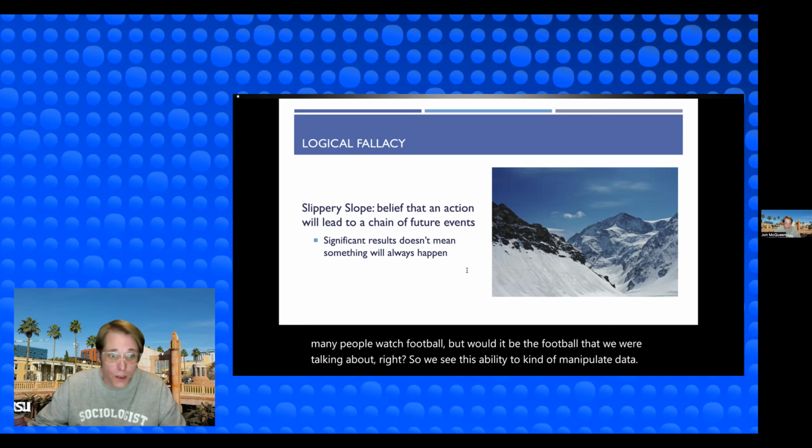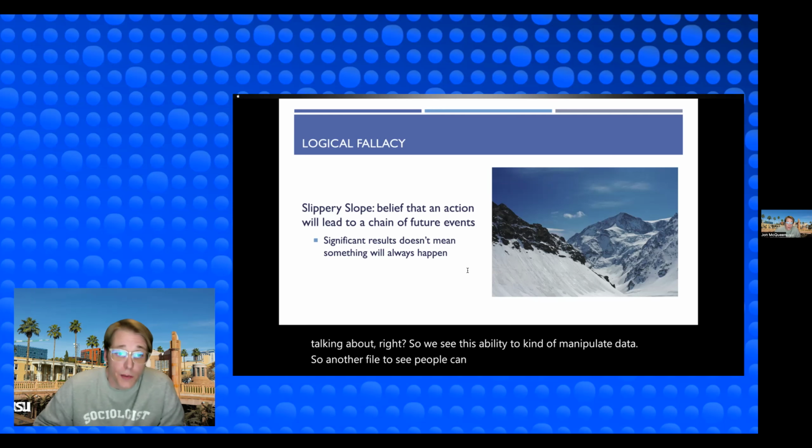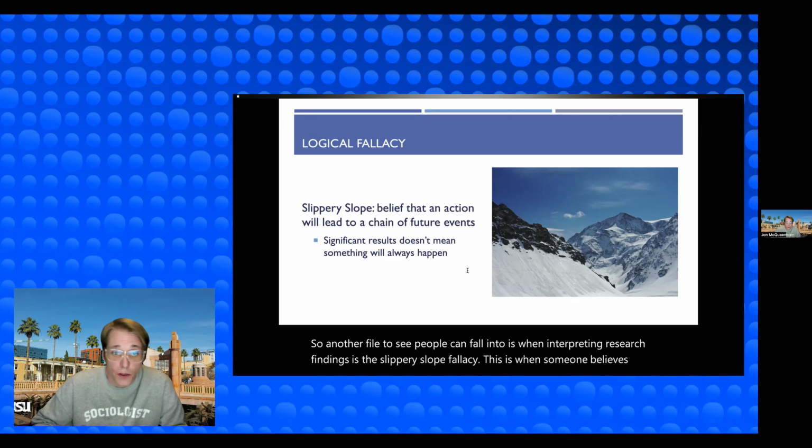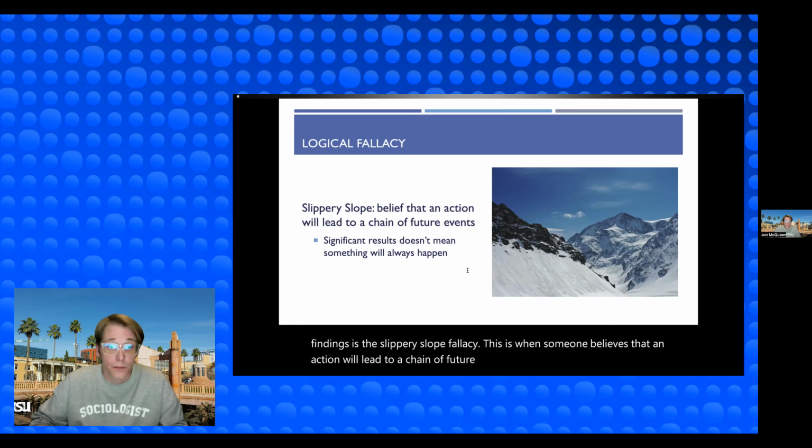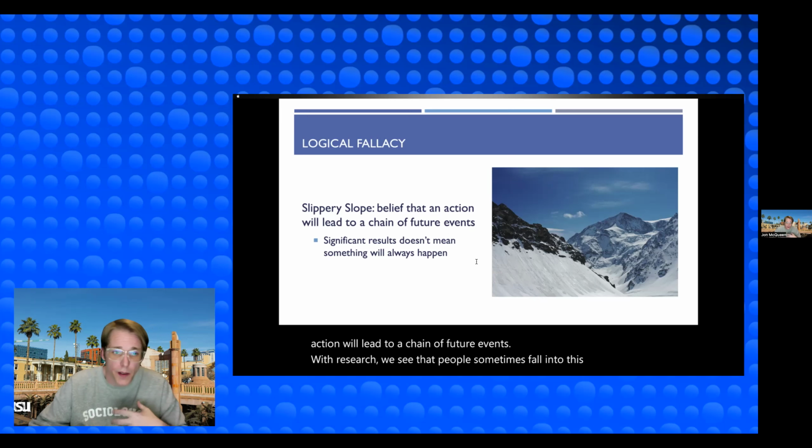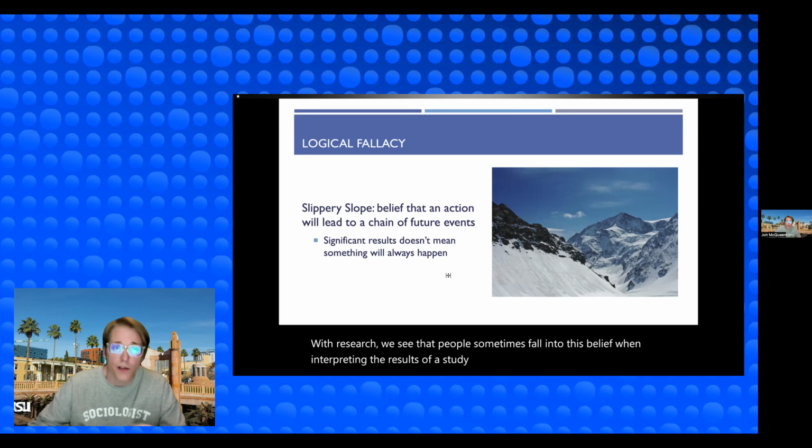So another fallacy people can fall into when interpreting research findings is the slippery slope fallacy. This is when someone believes that an action will lead to a chain of future events. With research, we see that people sometimes fall into this belief when interpreting the results of a study. For example, research shows that children of divorced parents are more likely to get divorced as adults. Someone falling into the slippery slope fallacy may read this finding and believe that because their parents are divorced, all their future relationships are doomed, and that they'll inevitably end up divorced like their parents.